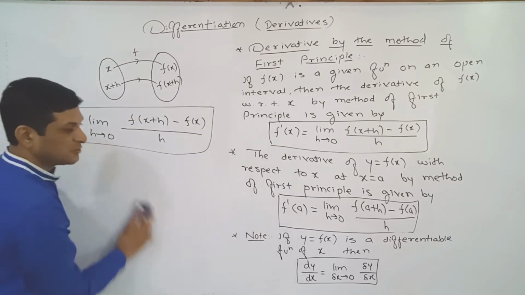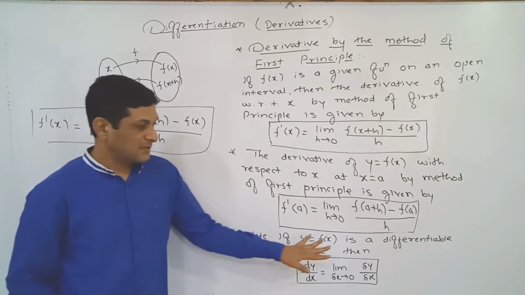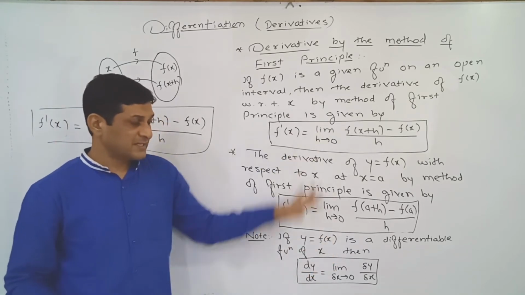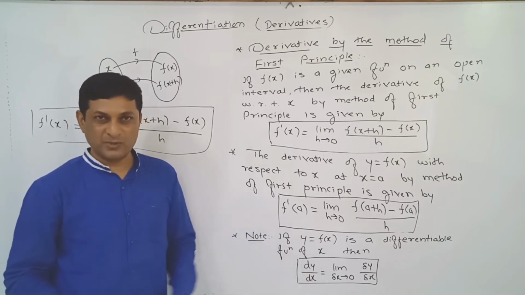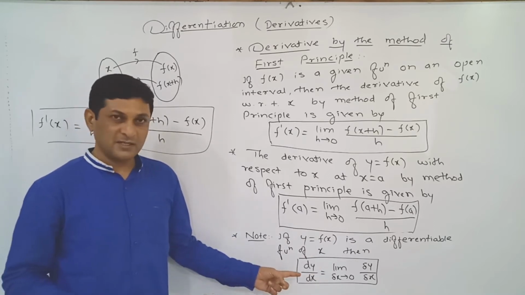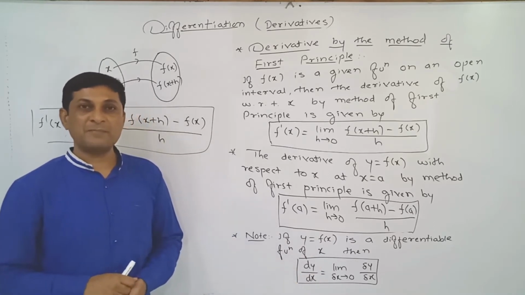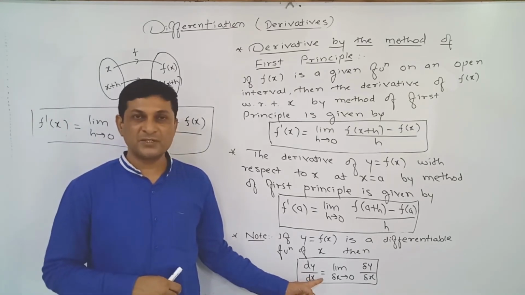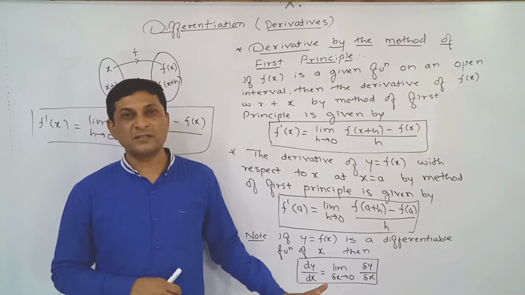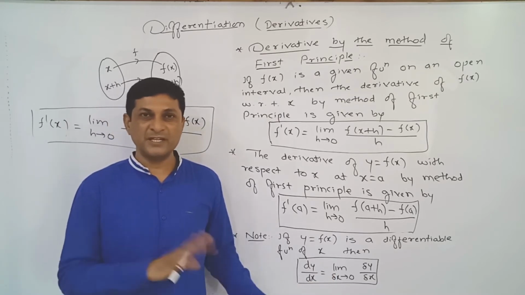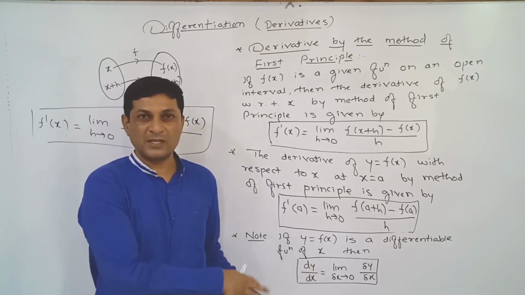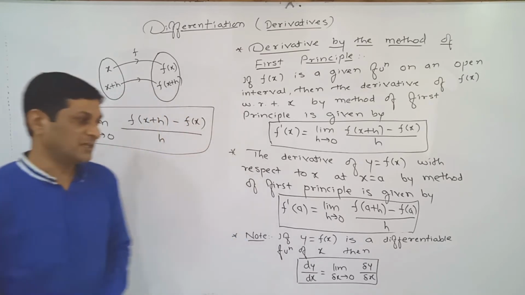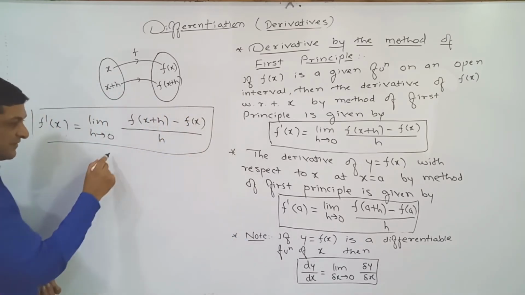So this note we are writing the same definition but using another notation, and this other notation has been introduced by the mathematician Leibniz. That's why it is called the definition of differentiation by Leibniz, or these symbols are called Leibniz notation. So try to understand this definition.